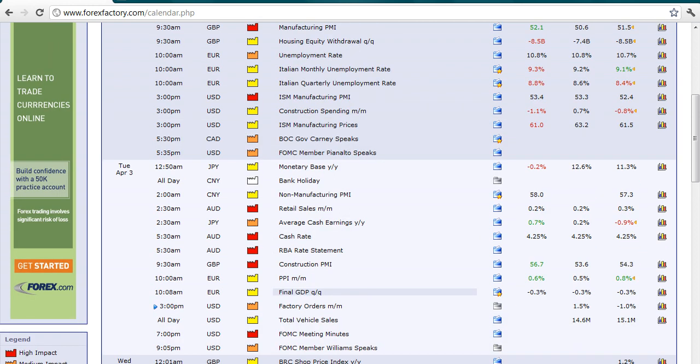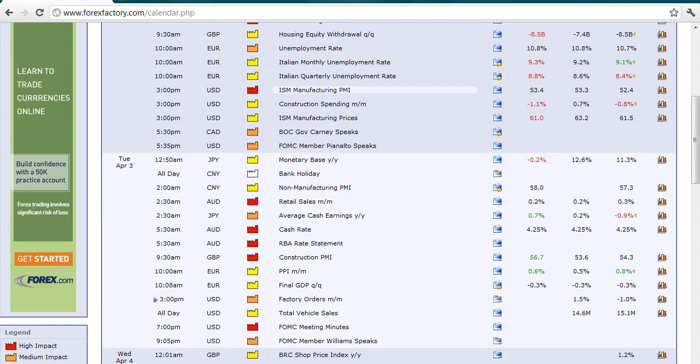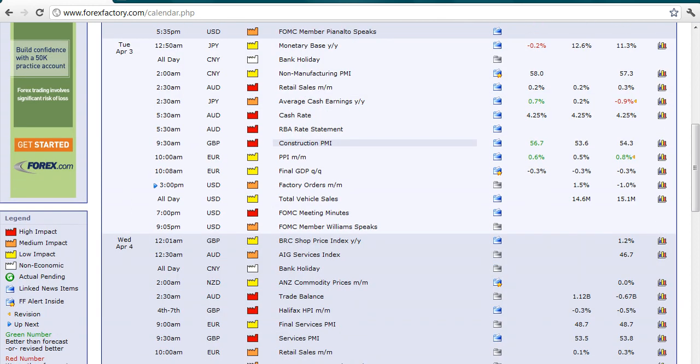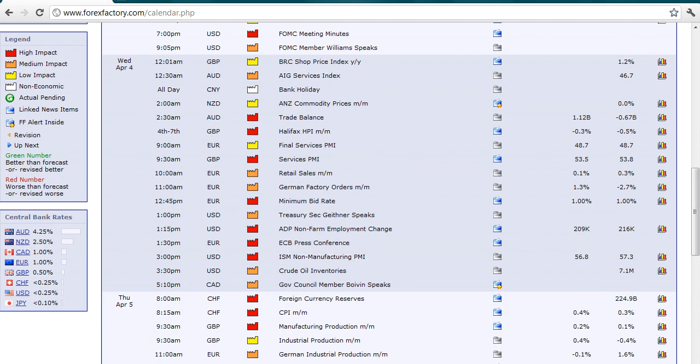which followed on from yesterday's bullish manufacturing PMI numbers. They came in better than the forecast at 52.1. The forecast was 50.6. Today we had the construction PMI. It came in at 56.7, which is a big increase from the 53.6 level. In terms of Wednesday, what do we have?